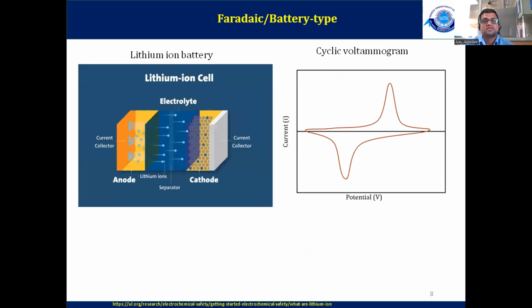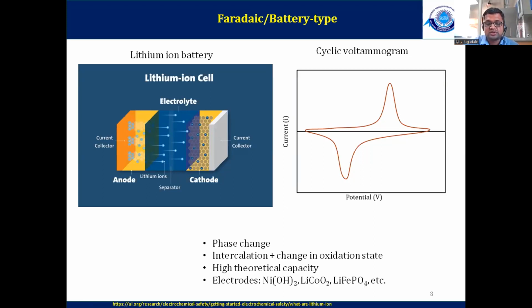So this is the third mechanism, which is known as battery type. In battery type, a lithium ion battery can simply be taken as an example. One can have graphite as an anode material and any lithium metal oxide as a cathode. The basic difference between Faradaic battery type electrodes and pseudocapacitive electrodes is that the peaks in the cyclic voltammograms are very distinct; oxidation and reduction peaks are clearly observed here. And the shape of the cyclic voltammogram is entirely different as compared to normal pseudocapacitive electrode materials.